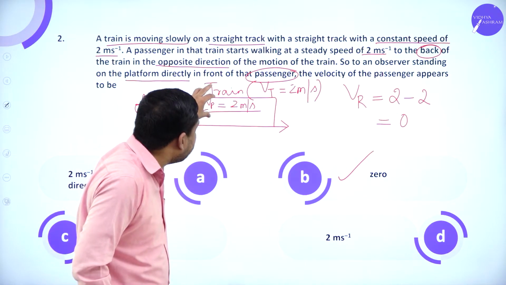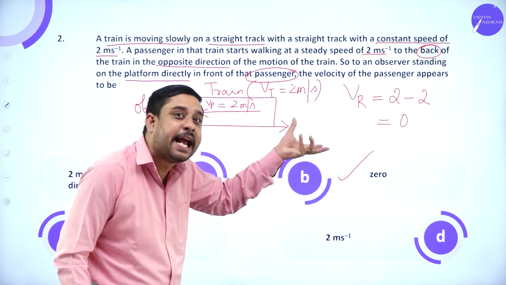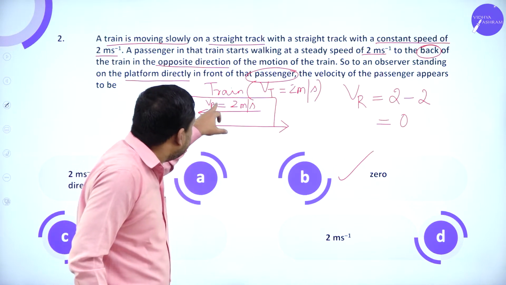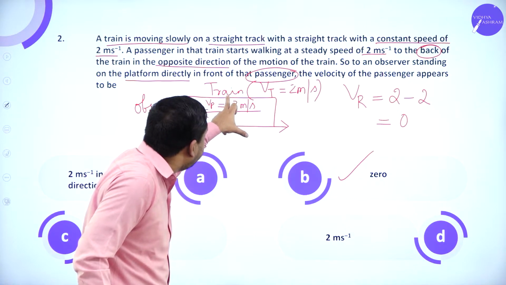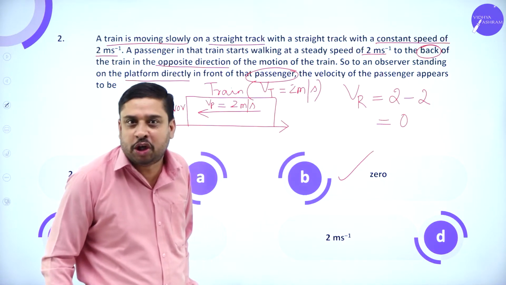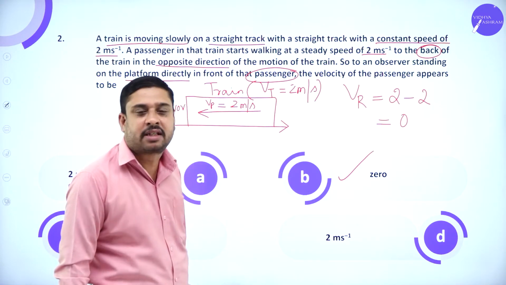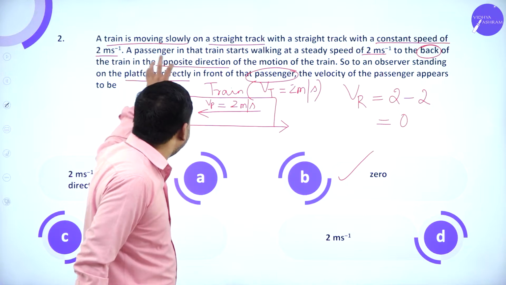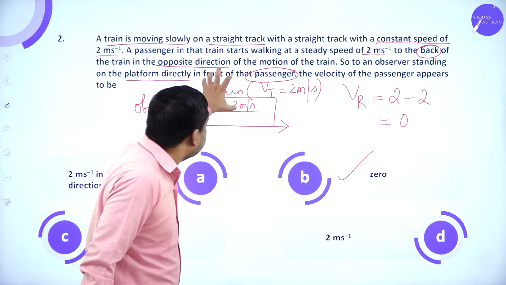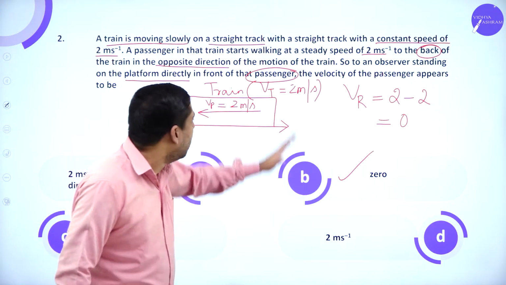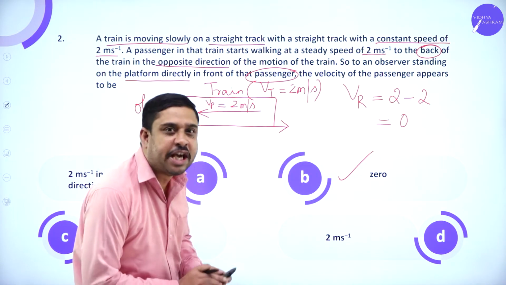Look, here with respect to the passenger and the train, the relative velocity of the passenger with respect to the train became 0, because they move in the opposite direction. So this is one frame, and the observer is in a different frame. Here the relative velocity is 0. That is what is experienced by the observer. So the answer is 0.